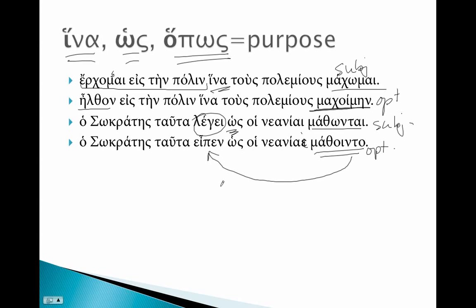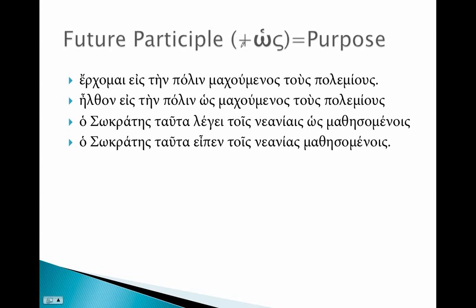So, the easiest way to do purpose is to use hina, hos, or hopos to connect it with a subjunctive or optative verb. There's another way to do it. We can use the future participle, sometimes plus hos. This hos is optional, where the participle will match the person doing the action. So, I am going into the city to fight the enemy, and this is a future participle. It's nominative singular because it's matching I. I'm going to the city to fight the enemy.